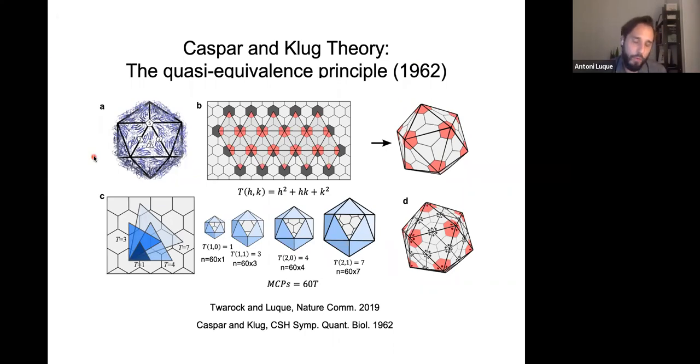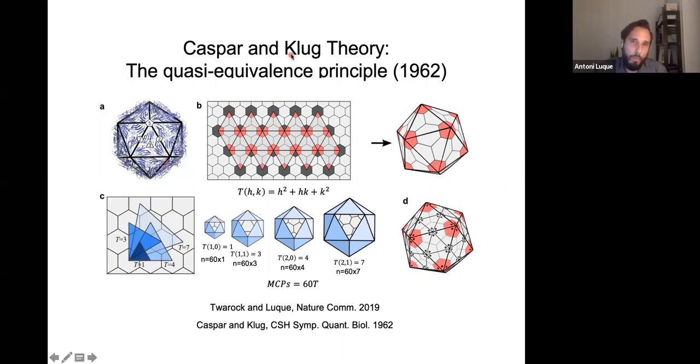The framework that people have used for almost 60 years is the one that Caspar and Klug introduced, based on the quasi-equivalence principle. In the 50s, there started to be evidence through X-ray that many viruses were adopting icosahedral symmetry. It was predicted that they would have 60 proteins, because those are the ones you need to form a regular icosahedron, like the one we see here in panel A. This prediction, however, didn't match the actual reconstruction of a virus a few years later, which actually contained 180 proteins. So then there was a puzzling situation.